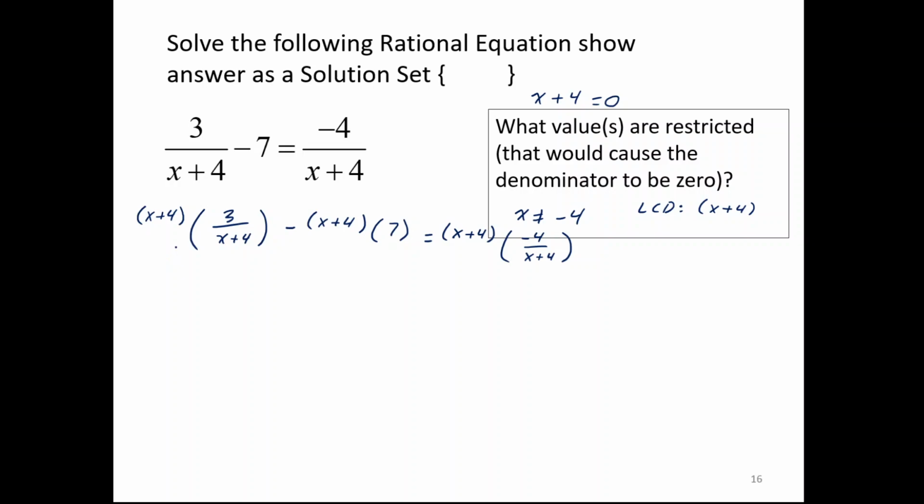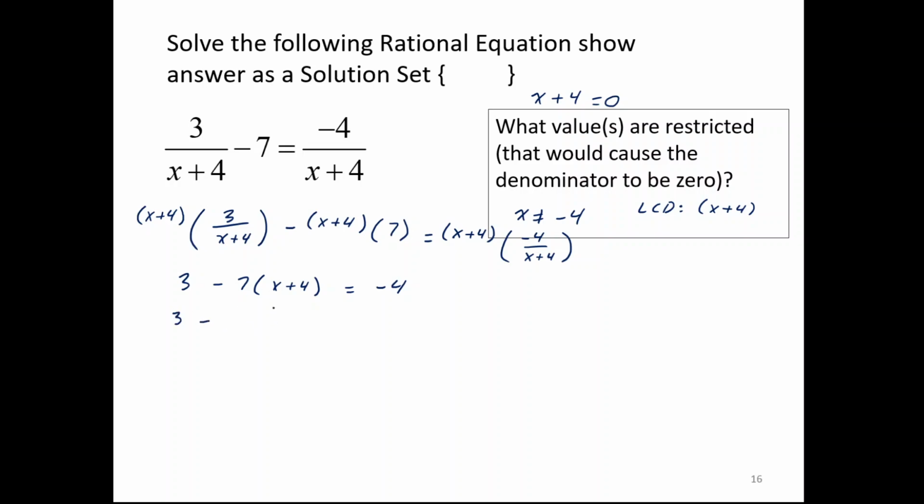So in the first term, x plus 4 divided by x plus 4, that will reduce so that we are left with 1 multiplied by 3. So our first term becomes 3. Second expression, nothing reduces, so this will be minus 7, parentheses, x plus 4, close parentheses, equals, our last term is x plus 4 divided by x plus 4. That's just 1. So we are left with the numerator of negative 4. So our equation becomes 3 minus 7, parentheses, x plus 4, close parentheses, equals negative 4.